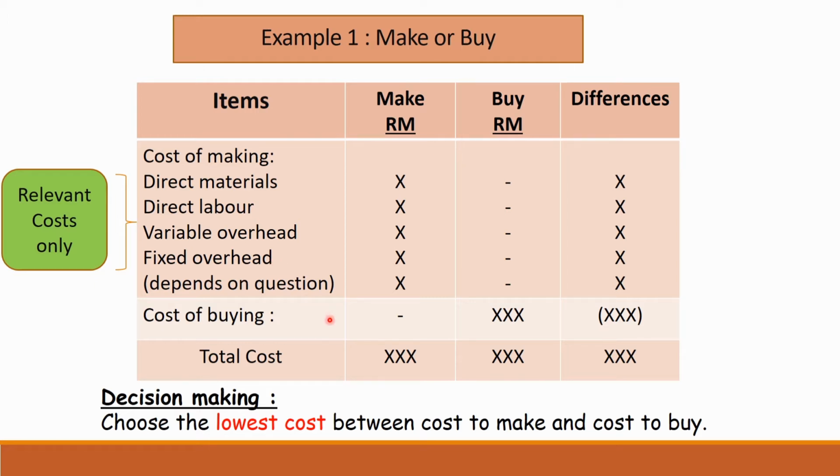And we have to compare with the cost of buying. From the comparison between cost of making and cost of buying, we will get the difference amount. And for this column, we can find out that this item has been eliminated or avoided when we are buying from the outsider. When we compare the cost of making and the cost of buying, we have to choose the lowest cost.